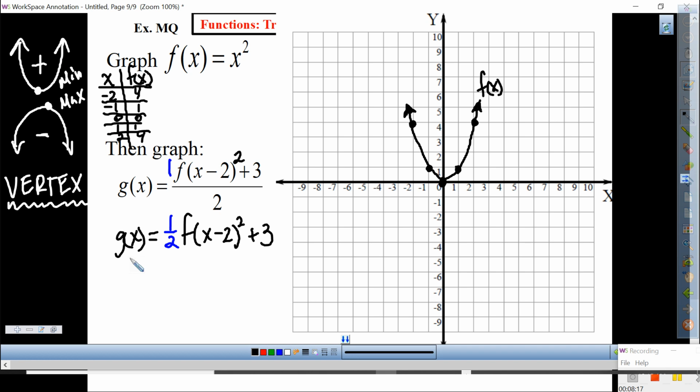Some of you are like, Mr. Q, how is that possible? You're like David Blaine and Chris Angel or something. Well, let me show you.